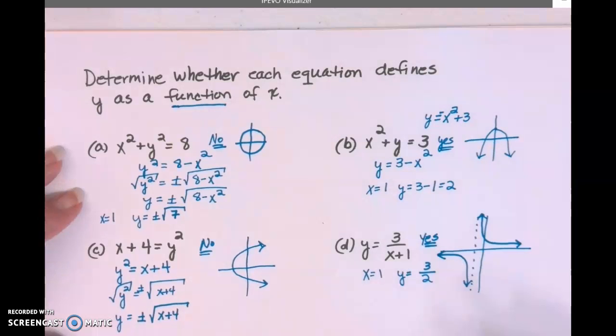So the process here is to solve the equation for y and then determine whether or not, when one input value for x is put into the function, how many outputs come out, how many answers come out.